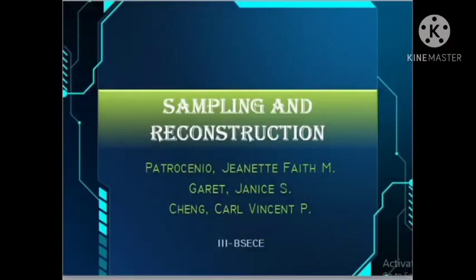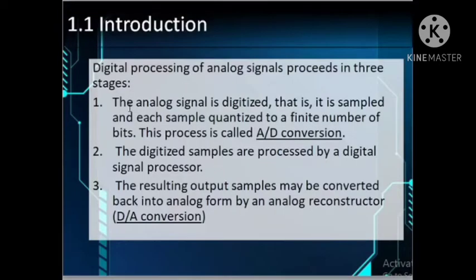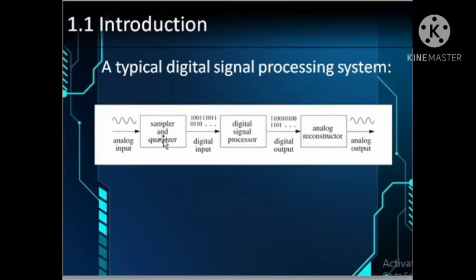So let's begin. Sampling and reconstruction. For the introduction, let's read this. Digital processing of analog signals proceeds in 3 stages. In the first stage, the analog signal is digitized, meaning it is converted into a digital signal. It is sampled. So the one that is sampled here is the analog signal, right? And each sample is quantized to a finite number of bits. This process is called A/D conversion, A/D meaning analog to digital conversion. For this stage, you will need the sampler and quantizer. So this is the first stage, right?